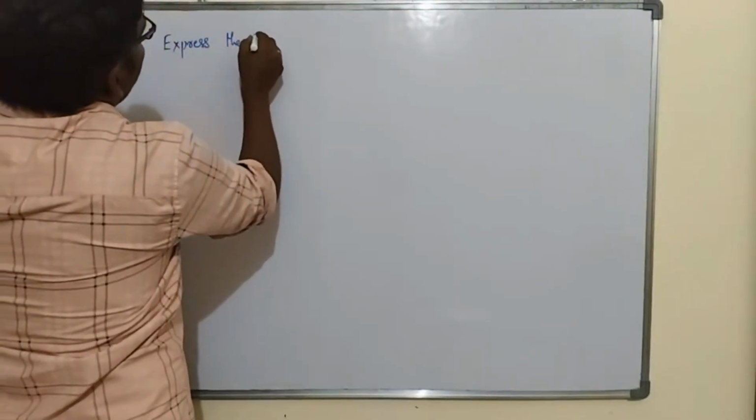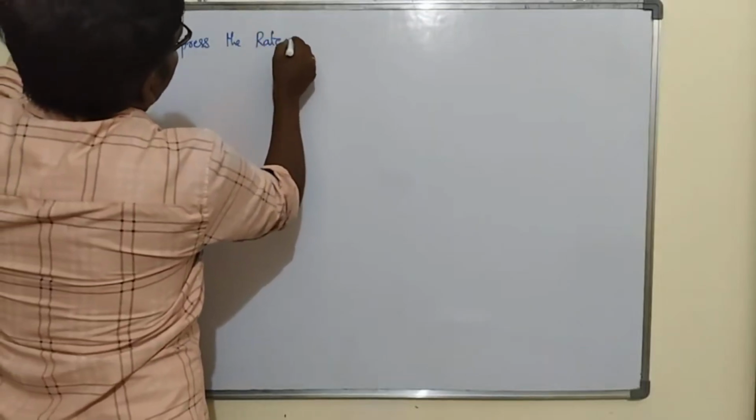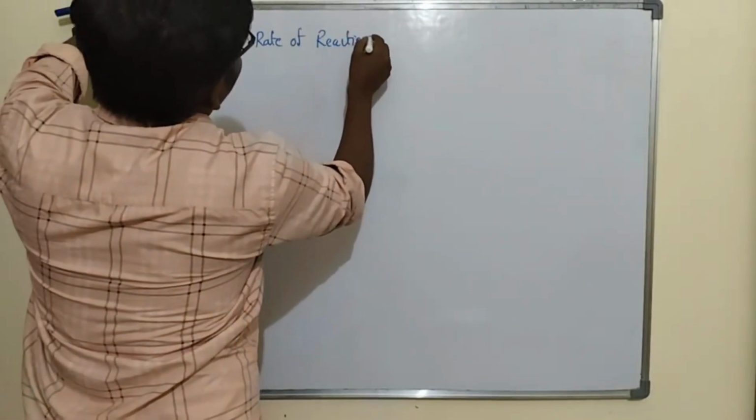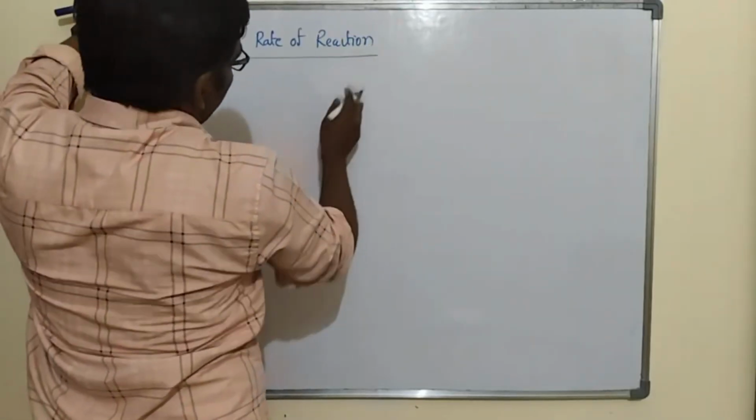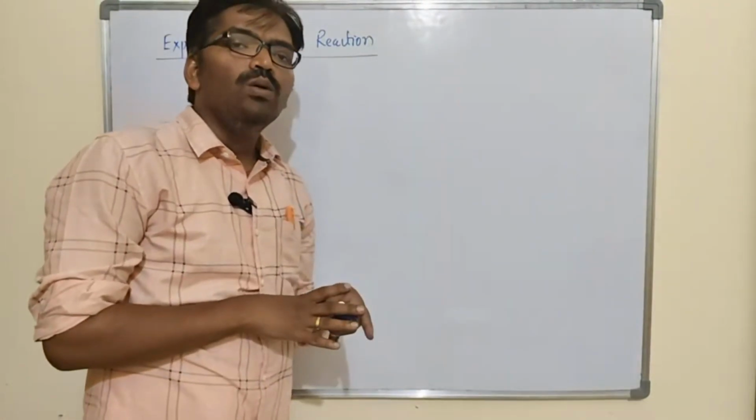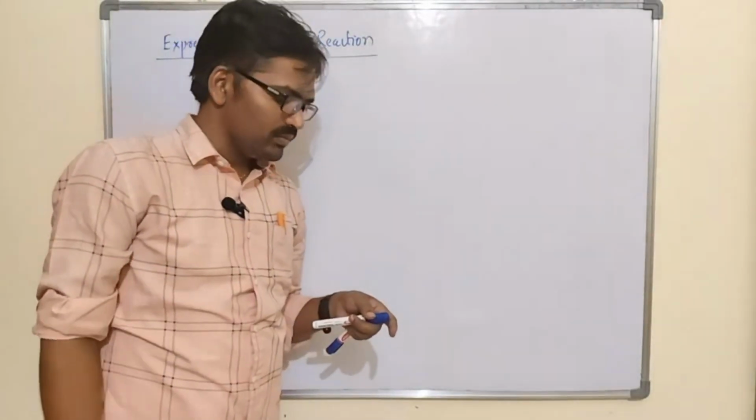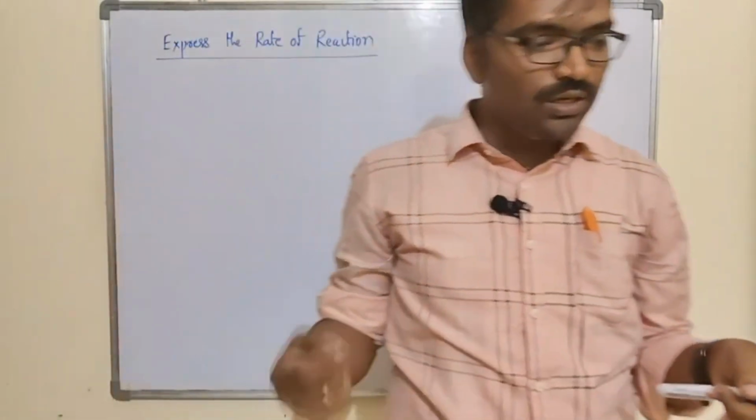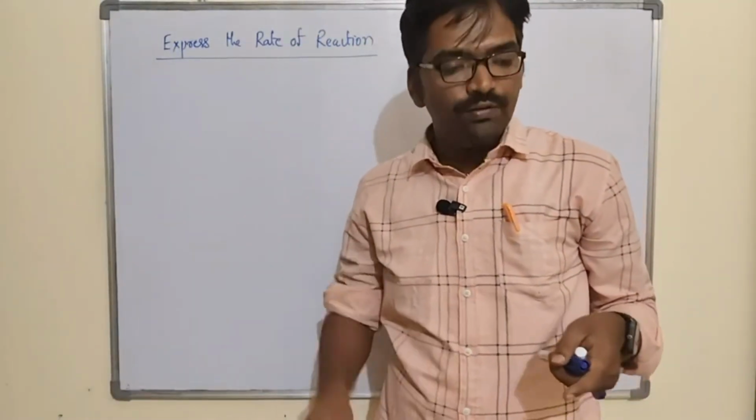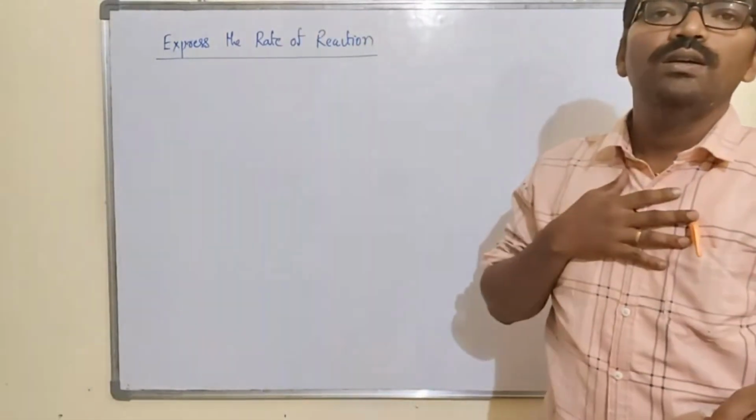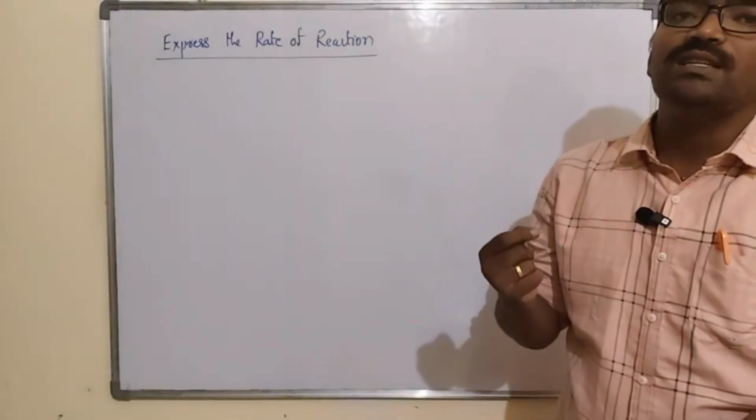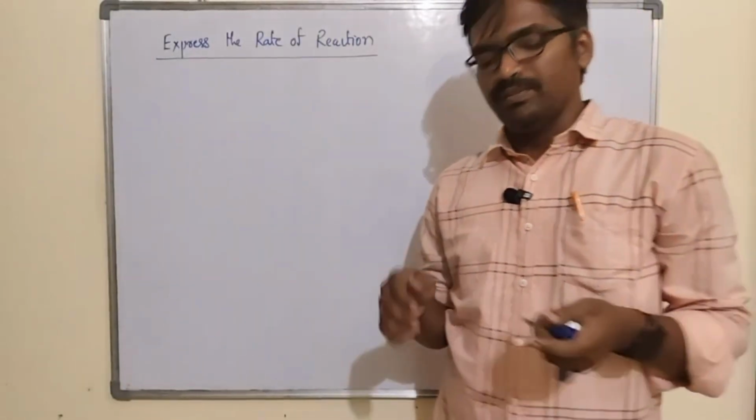Express the rate of reaction. To express the rate of reaction, first you have to remember: with the progress of time, the concentration of reactants decreases, so you have to take a negative sign. The concentration of products increases, so we have to take a positive sign.